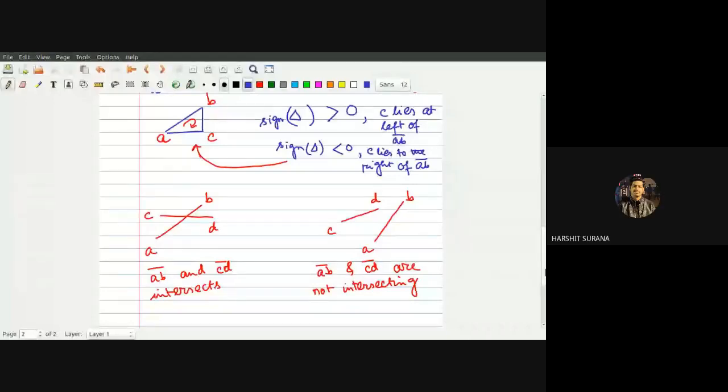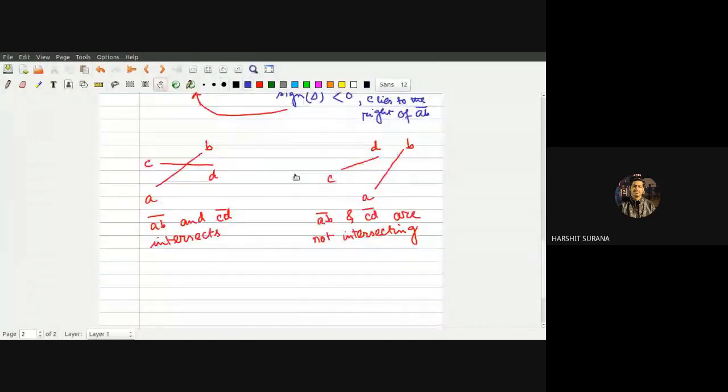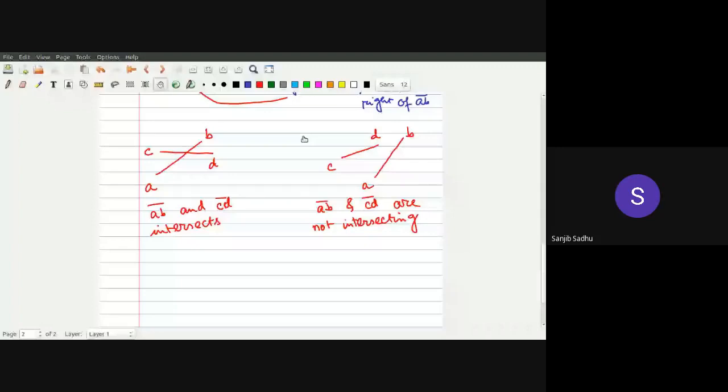Sir, if both points are on the left side or both on the right side, they are not intersecting. With respect to AB, please tell in terms of AB. With respect to AB, if both C and D lie on the left side, then they are not intersecting. Second diagram, not intersecting in that case, sir. Okay. Now, any exception?